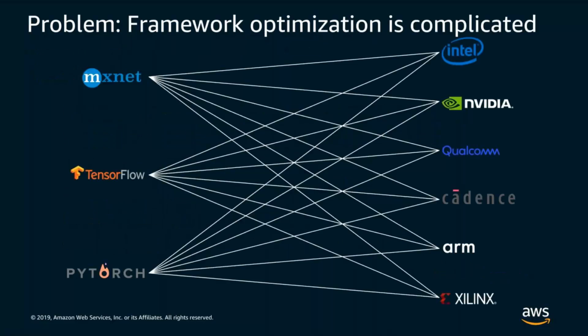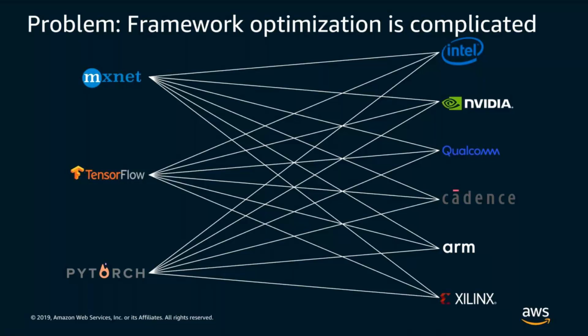So when we looked at the way development and deployment of machine learning models happens in practice today, we find this many-to-many problem where every framework has to be mapped in some ways to some of the most popular hardware from the processor vendors and devices based on that processor.